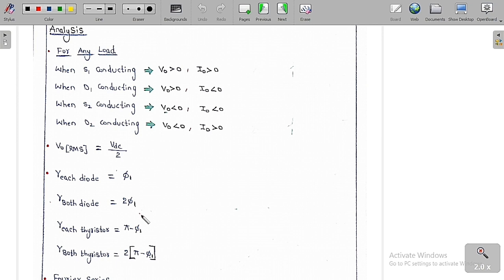Then what is the conduction angle of each thyristor? In 0 to pi, phi 1 is for D1, therefore pi minus phi 1 is the conduction angle of each switch or each thyristor. If you want both thyristors, it is 2 times pi minus phi 1. So the conduction angle of each diode is equal to phi 1, whereas the conduction angle of each switch is equal to pi minus phi 1.